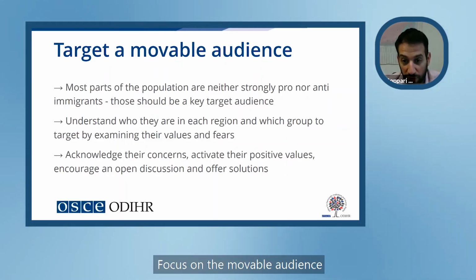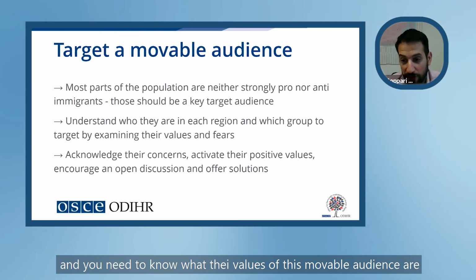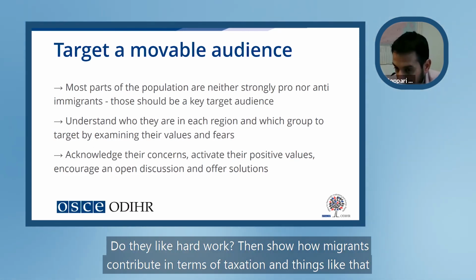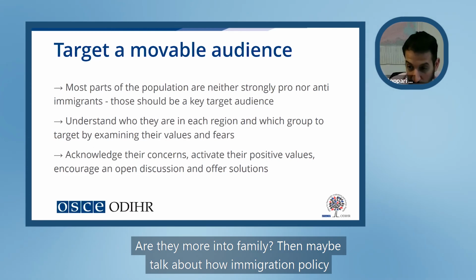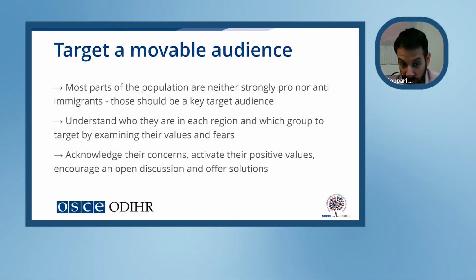Focus on the movable audience, because these are the ones you have the opportunity to impact, and you need to know what their values are. What do they like? Do they like hard work? Then show how migrants contribute in terms of taxation and things like that. Are they more into family? Then maybe talk about how immigration policy is disrupting families that they cherish.